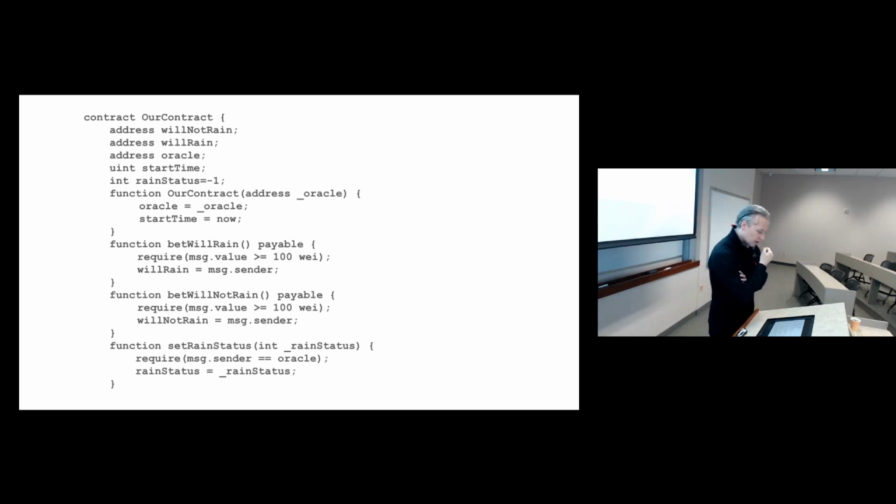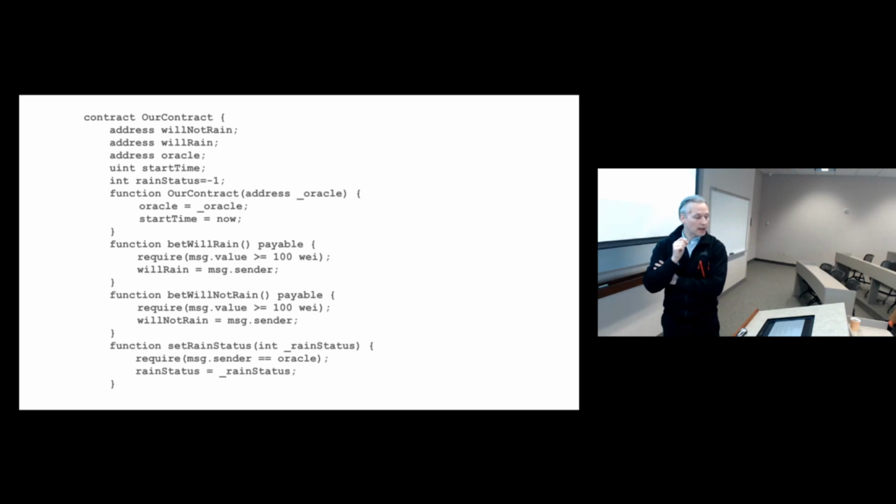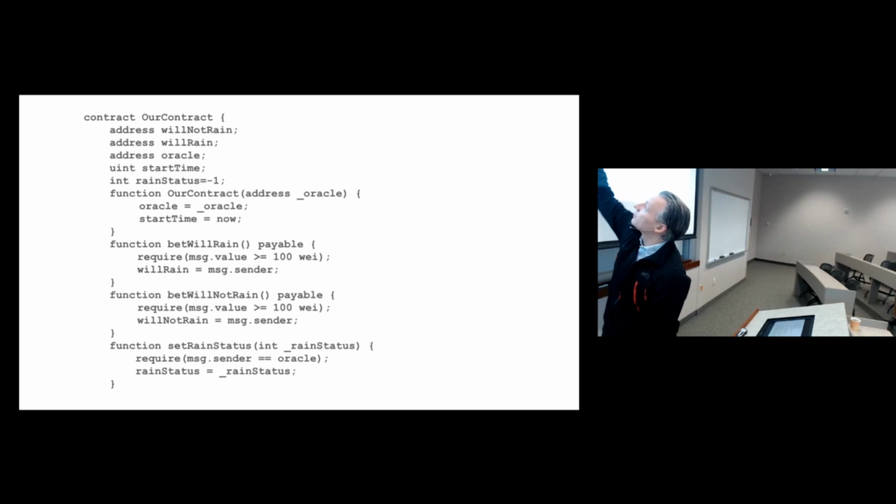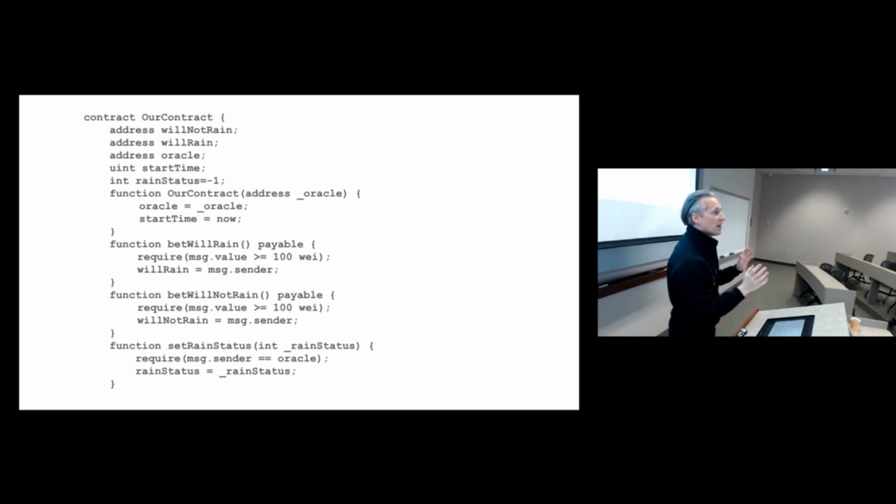The function here is called bet it will rain. If we have bet it will rain, that requires that the message value coming from this address that says it will rain has equal or more than 100 wei in that wallet address available. That's the deposit, so that's this one here. Will rain, for purposes of this function, is the message sender with over 100 wei. And then we'll see the if function later. So you have to predefine this.